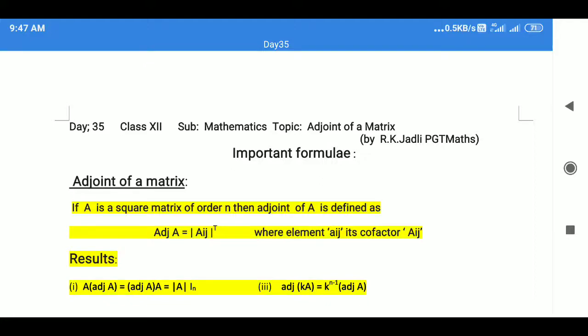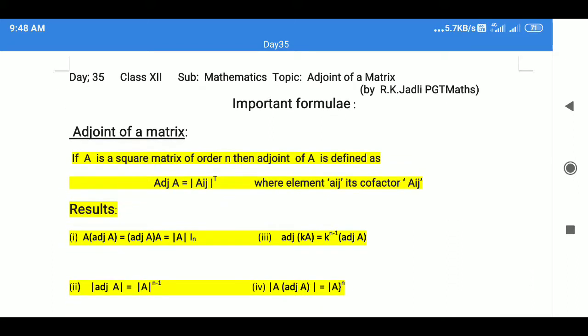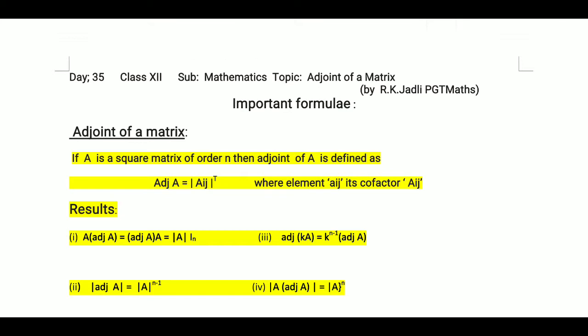Good morning, students. Today I am discussing some important formulas on the adjoint of a matrix. As we have already discussed the definition of the adjoint of a matrix, in a similar way, symbolically, we will study here the adjoint of a matrix if A is a square matrix of order n.